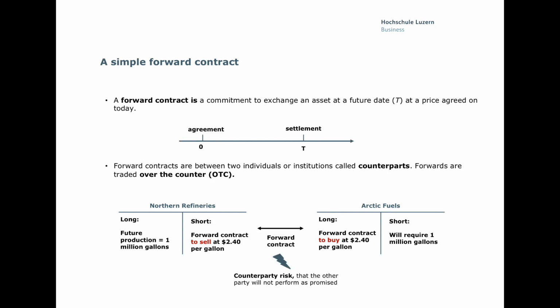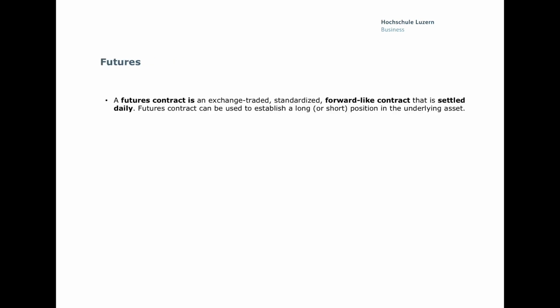However, as already mentioned before, both the distributor and refiner have to worry about counterparty risk. That is, the risk that the other party will not perform as promised. So far, we assumed that Northern and Arctic had to negotiate a one-off bilateral contract to get the trade done.